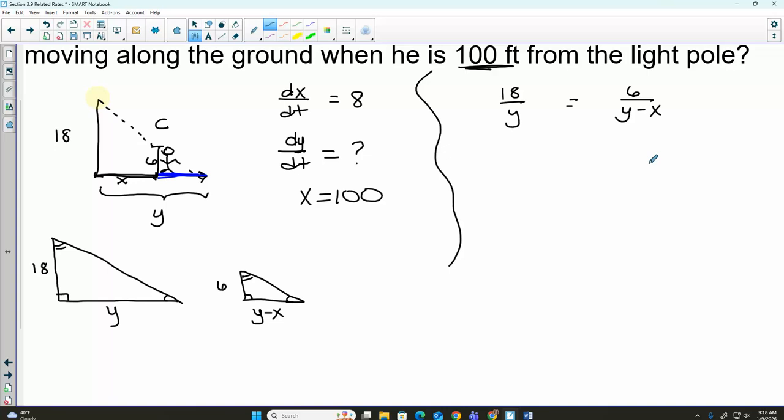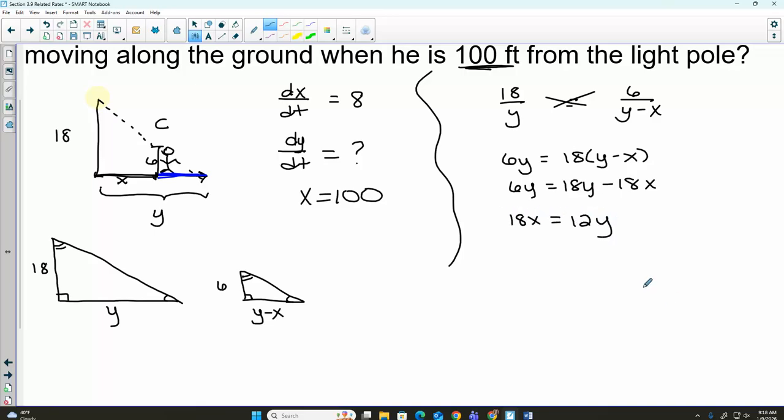Now, I'm not real anxious to do the derivative of that mess. What could I do before I do my derivative? What if we clean it up a little bit? So 6y equals 18 times the quantity y minus x. Okay, we could even do a little more. If I brought my 18x over here and subtracted my 6y over, now I have 18x equals 12y. And that's something that's very easy to work with.